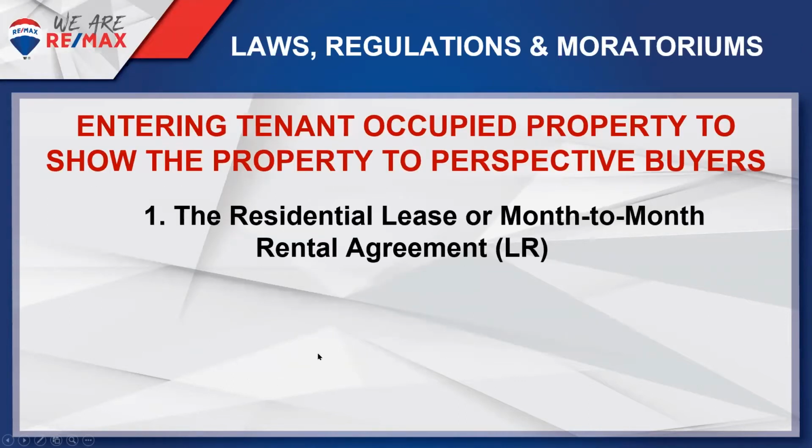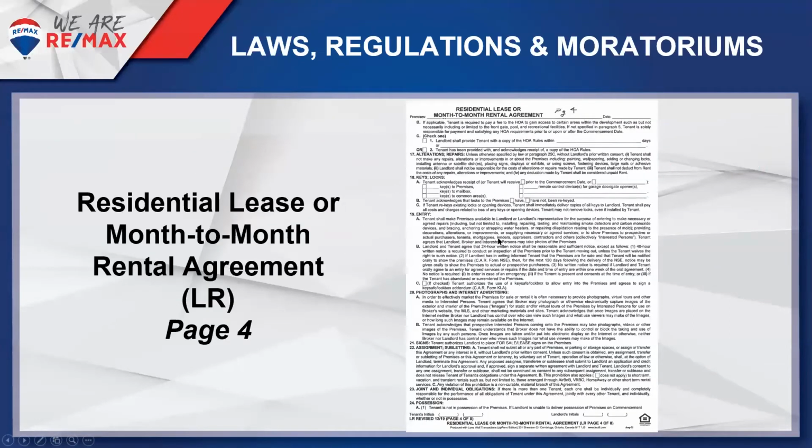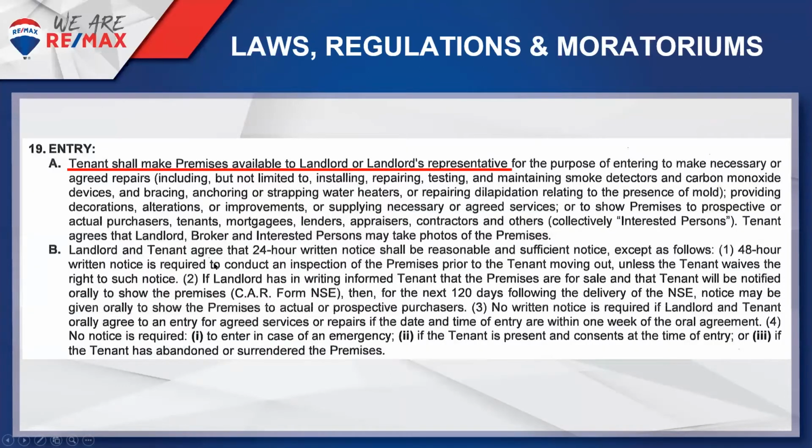All right. So the residential lease or month-to-month rental agreement, the CAR Form LR, page 4, contains the landlord's and you as the listing agents' right, if you will, contractual right to show the property. The tenant must make the premises available to the landlord or landlord representative, that would be the listing agent, of course, to show the premises to prospective or actual buyers.